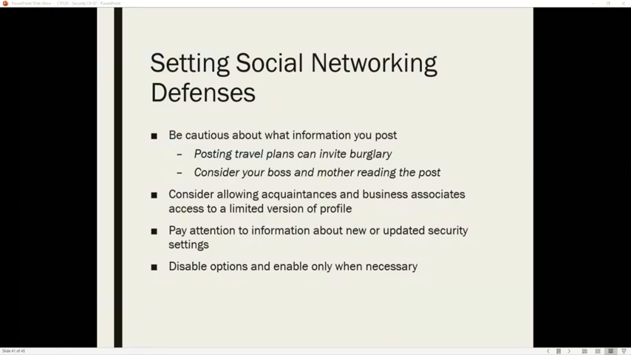So just post carefully. Consider that if you have business associates or acquaintances, you have a limited version of your profile that controls certain types of posts that may be present. There's a lot of companies that will actually hire private investigators and other groups to try and look at the social media profiles of people that they intend to hire.